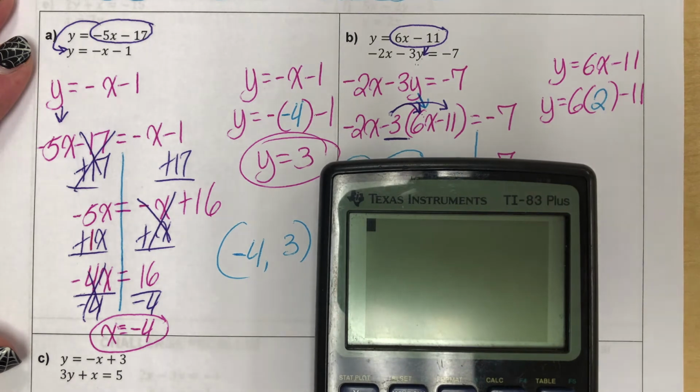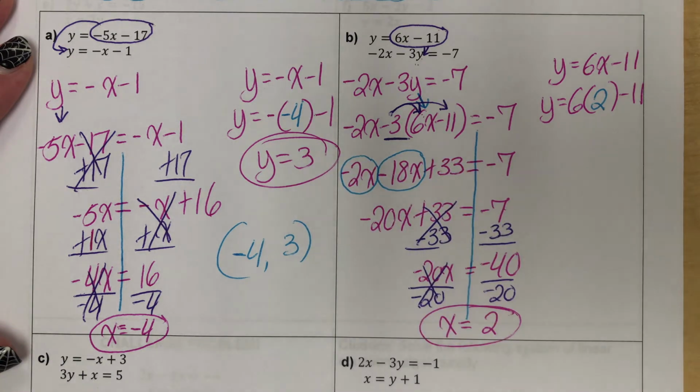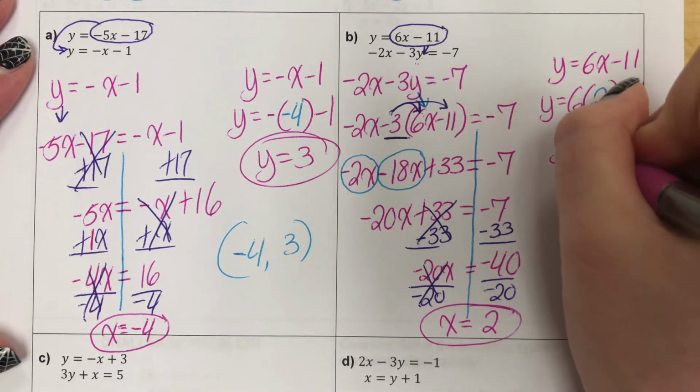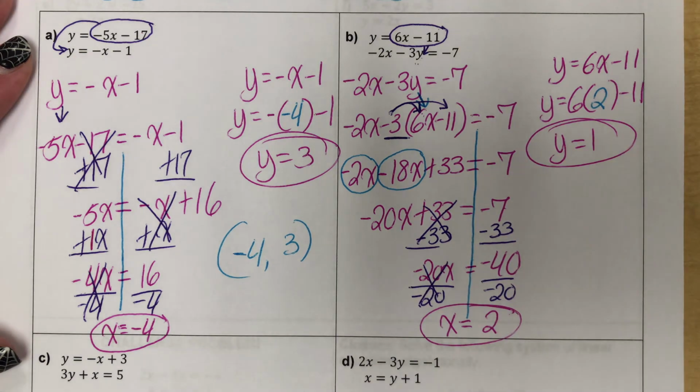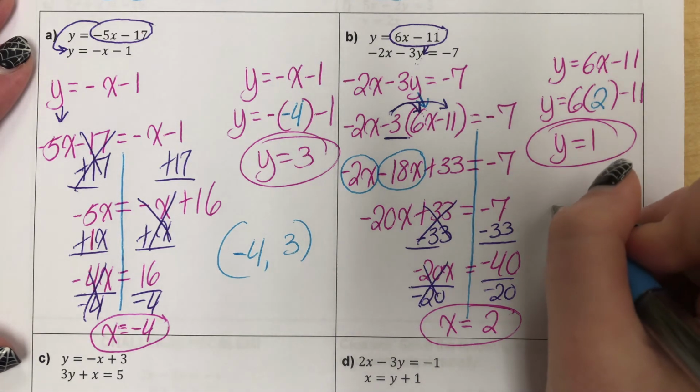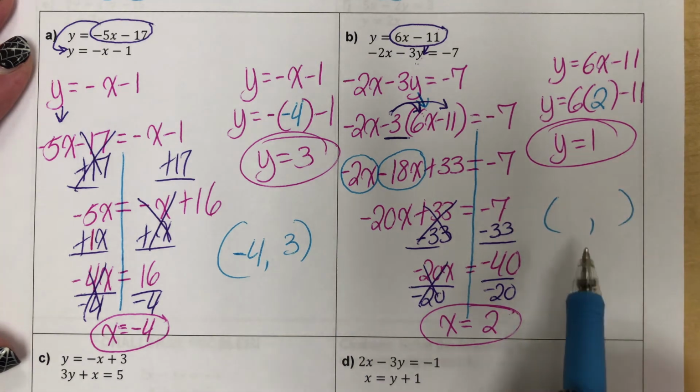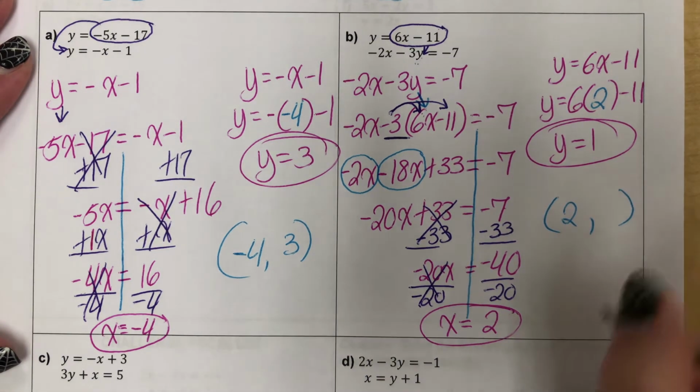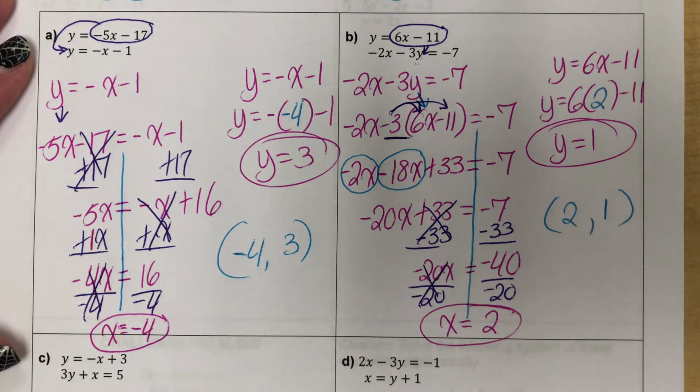And here I go. I'm going to type it into my calculator. 6 parentheses 2, all right, minus 11, enter, and I get a positive 1. So I know that y equals positive 1, and I am done. Again, if I want to take it one step further, I can write my answer as a coordinate point, which is x, comma, y, and I'm done.